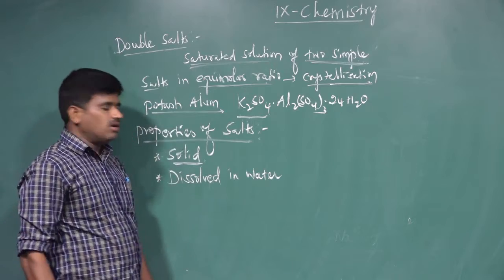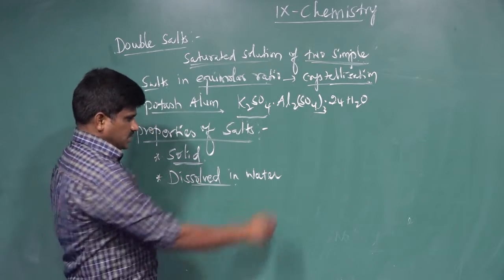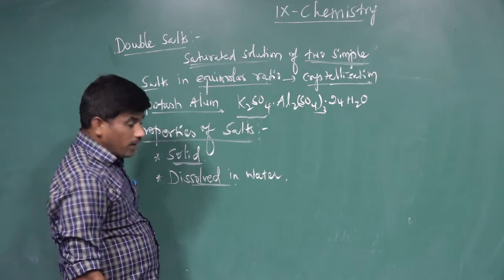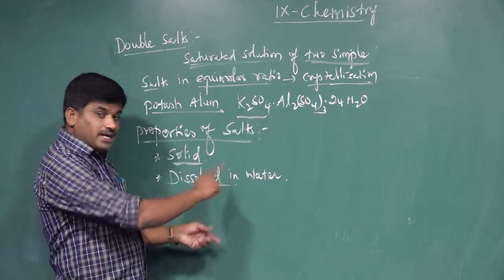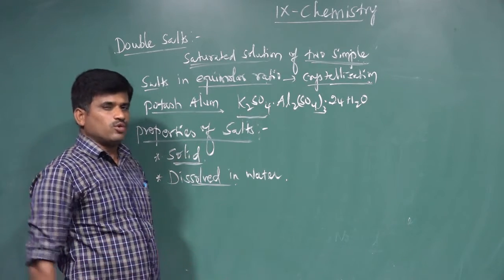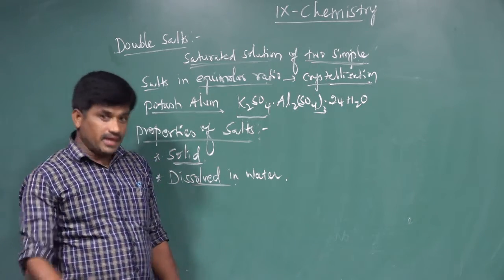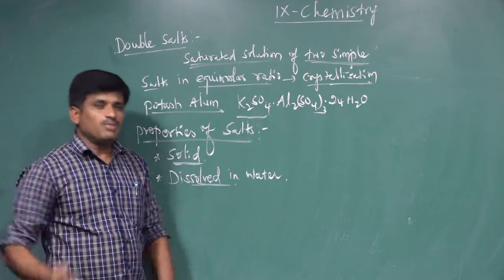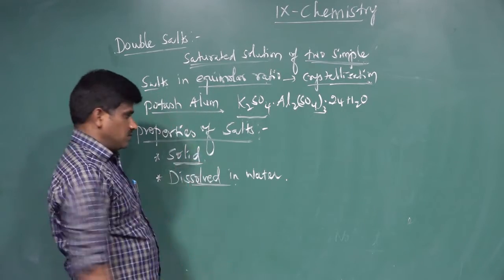Most salts dissolve in water. They can easily dissolve in water. For example, sodium chloride as well as potassium chloride. These two are easily dissolved in water. What is the salt sodium chloride? That is sodium chloride. Sodium chloride easily dissolves in water. When we take potassium chloride, that also dissolves in water. These two chloride salts are dissolved in water.